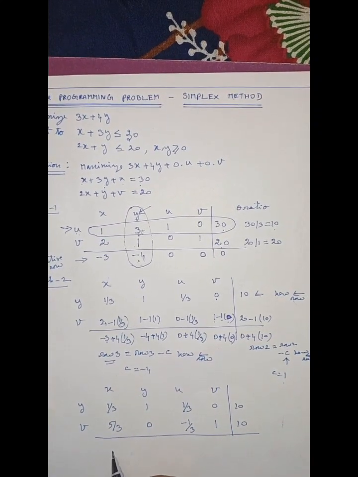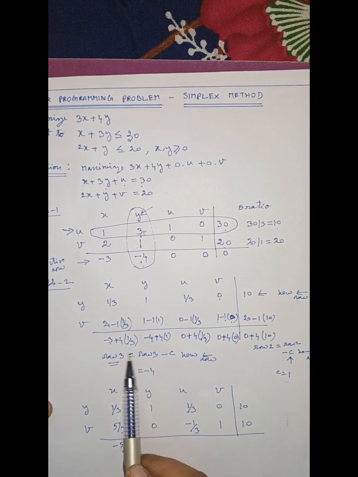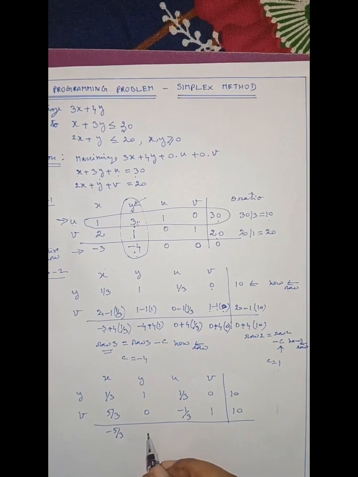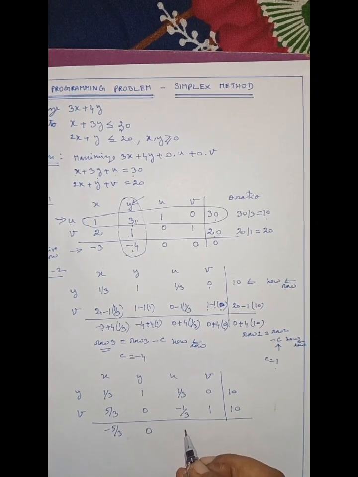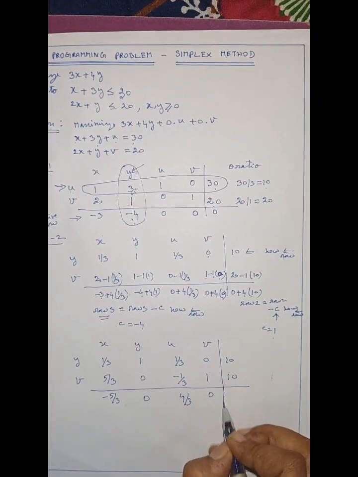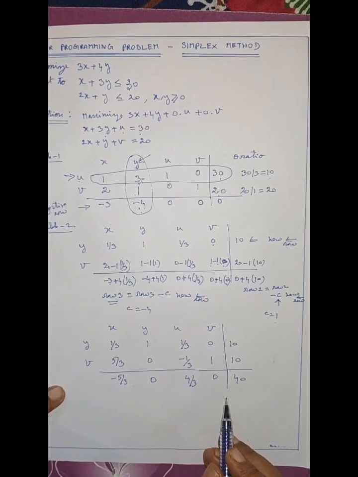Similarly, the third row is going to be minus 5 by 3. If you simplify minus 3 plus 4 into 1 by 3, you'll be getting minus 5 by 3. The next one is 0. The next value is going to be 4 by 3. Then 0. The very last value is 40. So this is the table 2 we got.